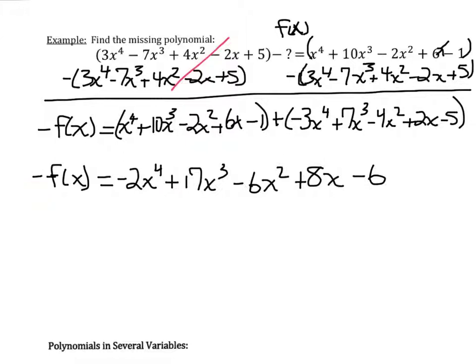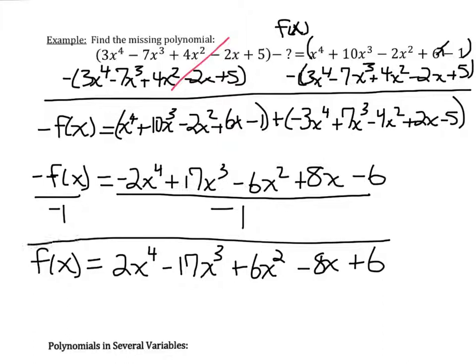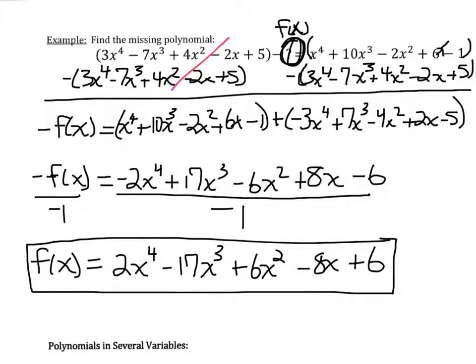And so if I want to get rid of a negative, that's like multiplying f of x by negative 1, then what I can do is divide both sides by negative 1. And I'll get that f of x equals, well, if I take a negative 2x to the fourth and divide it by negative 1, I get a positive 2x to the fourth. And so this basically means just change the signs here, because when I multiply or divide by a negative 1, it makes my signs opposite. And this is the polynomial that was missing in that question mark there.